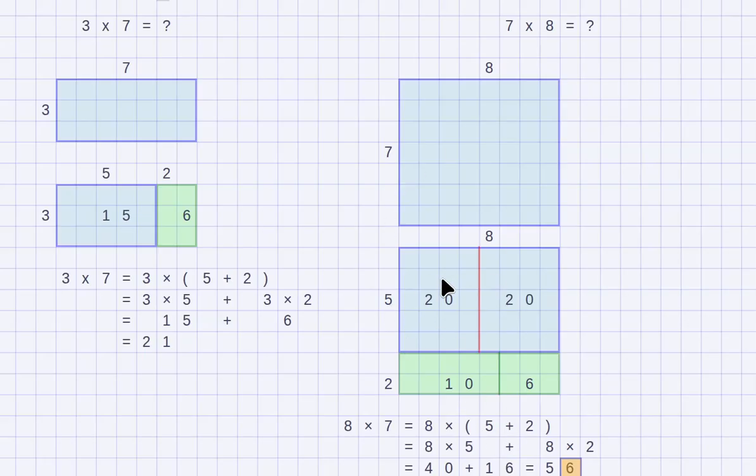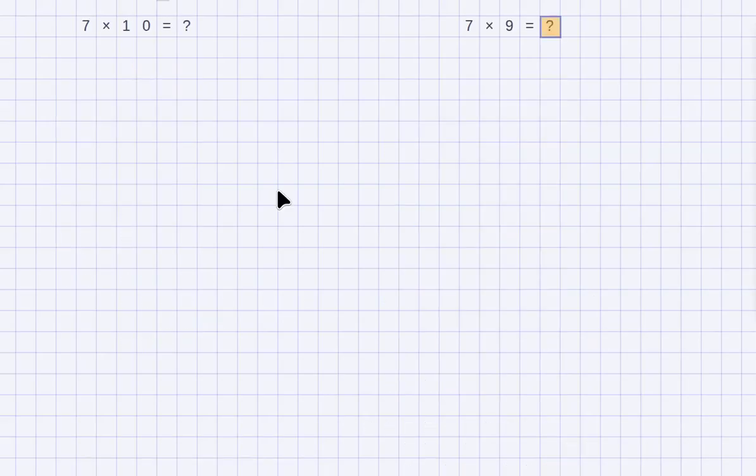So you can see how you can go through and build up all the multipliers basically by drawing pictures on grid paper. Okay, let's do a couple of slightly larger examples. 7 times 10 and 7 times 9.